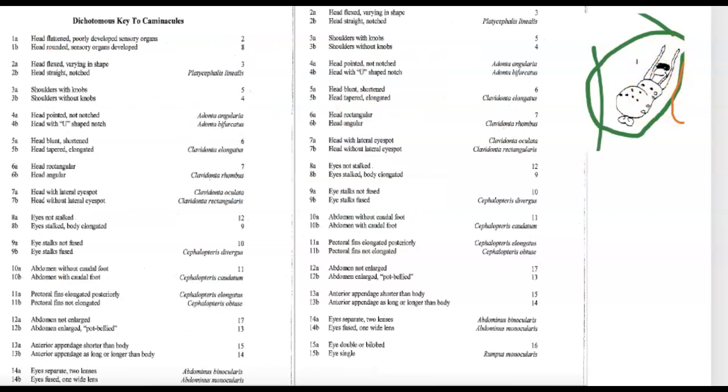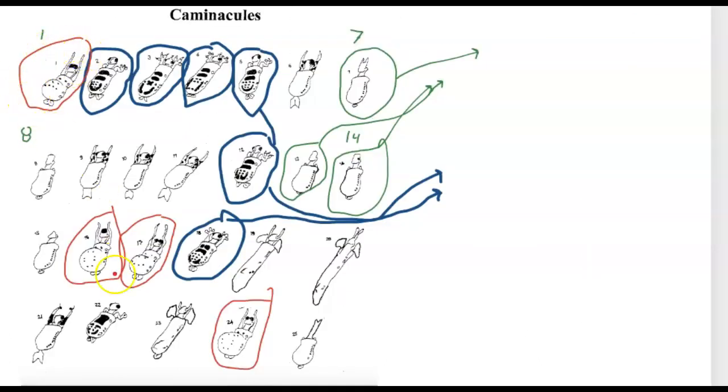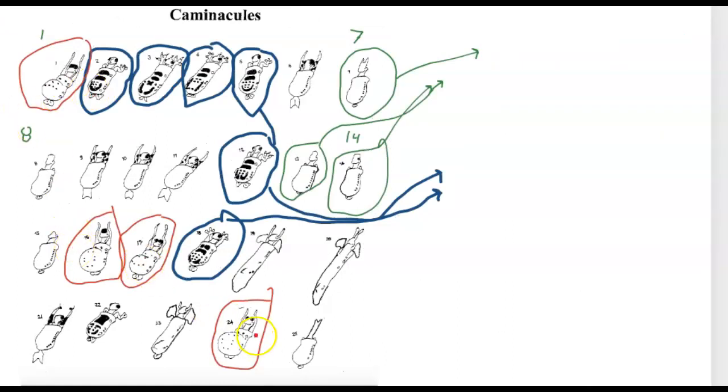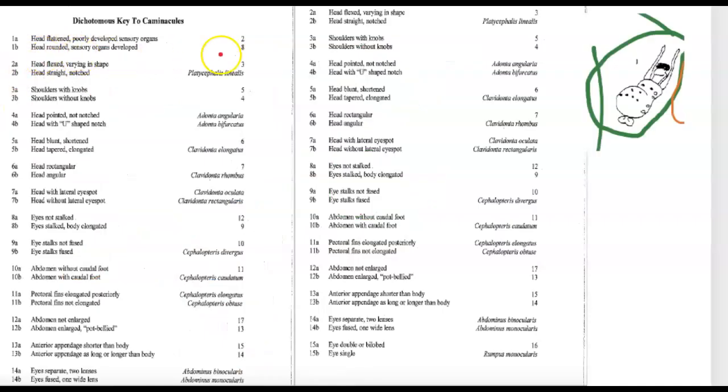So here's number 1. That was a Caminacule up here, plus number 16, 17, 24, etc. All of them are going to start right here at step 1. You look at them, read the descriptions here, and match that description. What best fits that creature? Does it have a head that's flattened, with poorly developed sensory organs? No, that guy's got a rounded head and sensory organs that are developed. These little things here are eyes. All of the red Caminacules that we circled here have eyes. So all of the Caminacules will proceed to step 8.